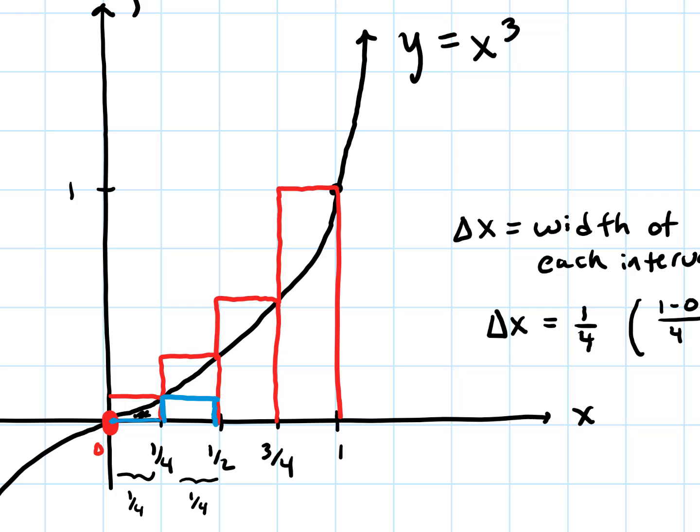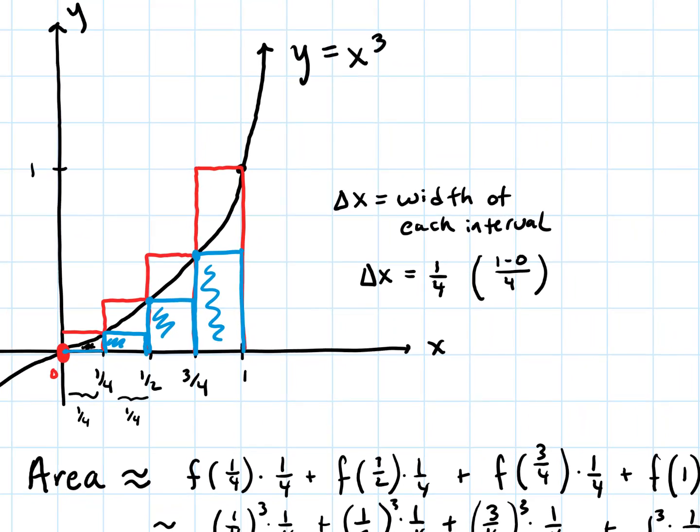And that gives me that rectangle, and then from 1/2 to 3/4, I use the left-hand endpoint, which is 1/2, to give me my height, and then I draw it across to give me my rectangle, and then I use 3/4, draw it across to give me my rectangle. And this area would be the area, I can approximate the area using left-hand endpoints.